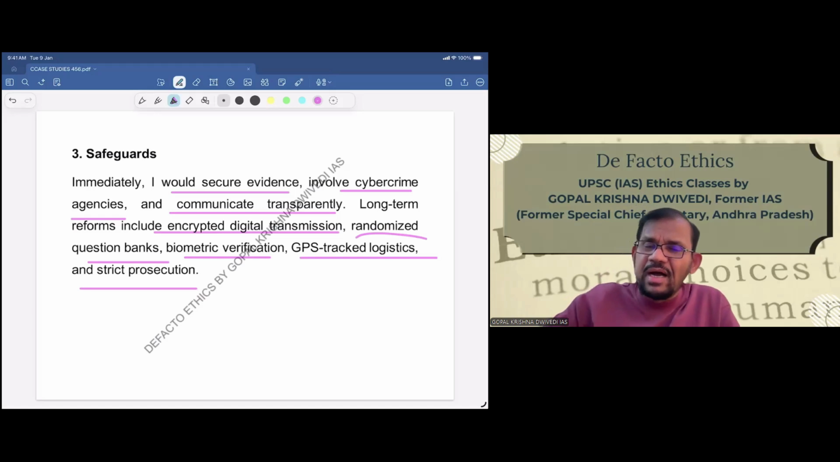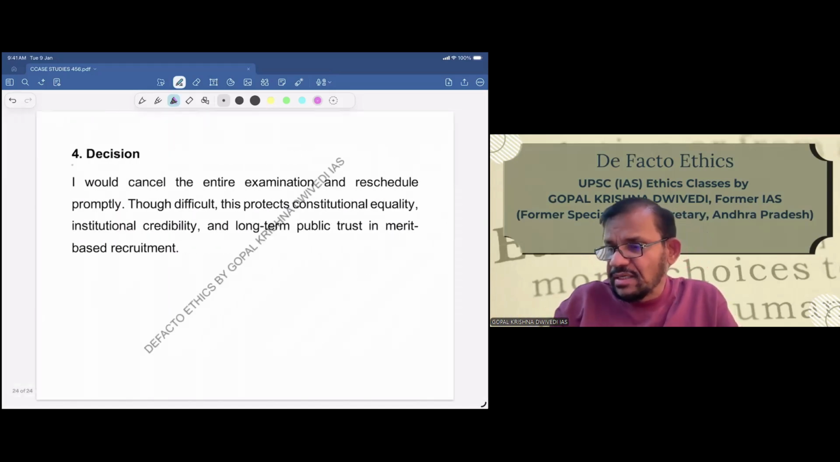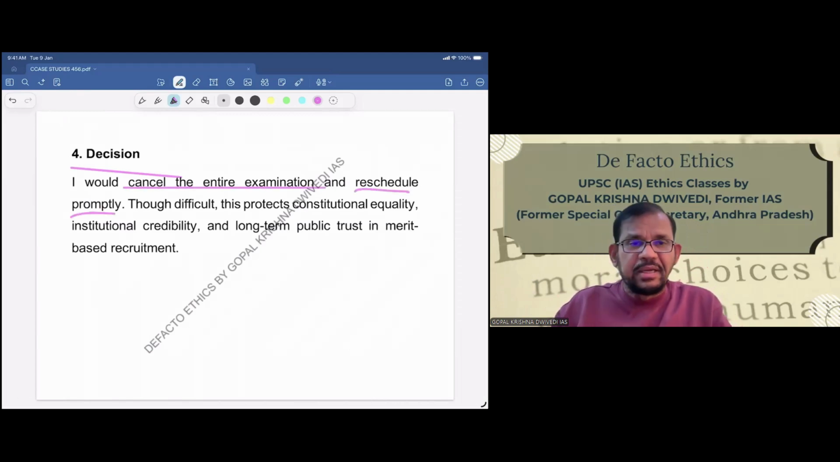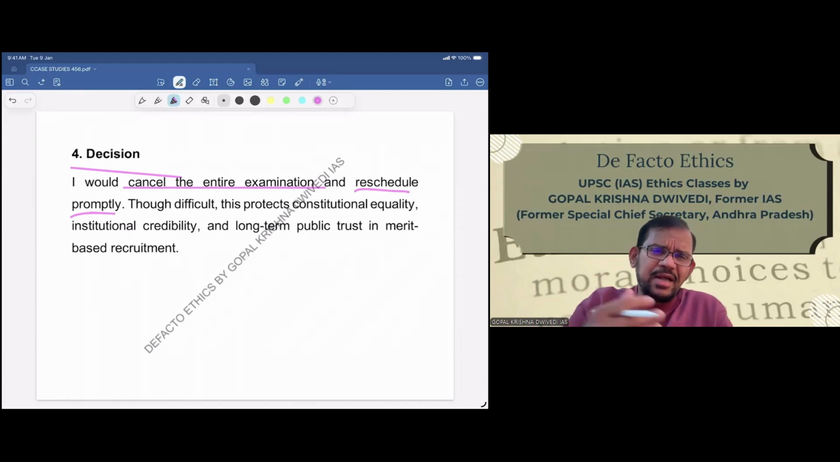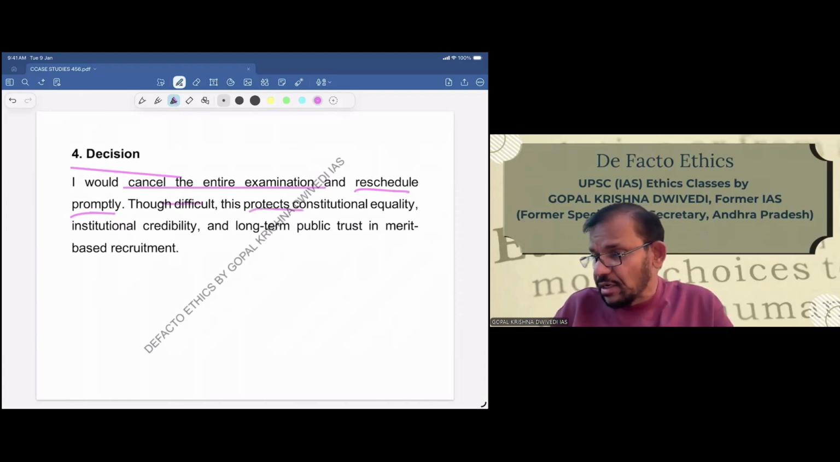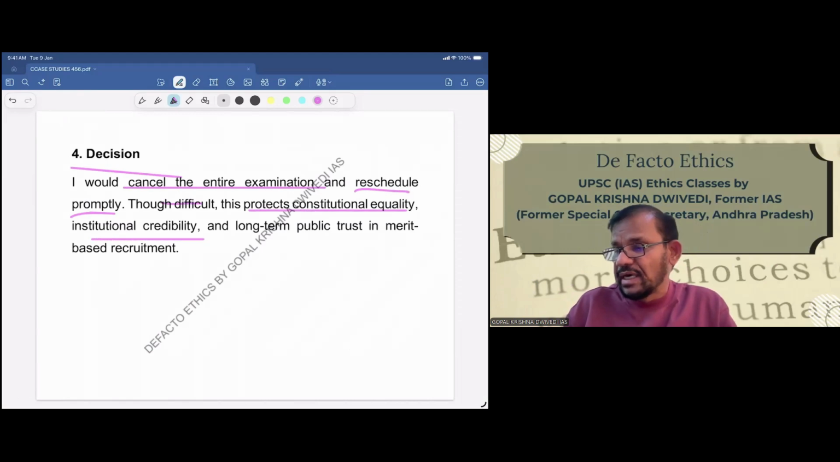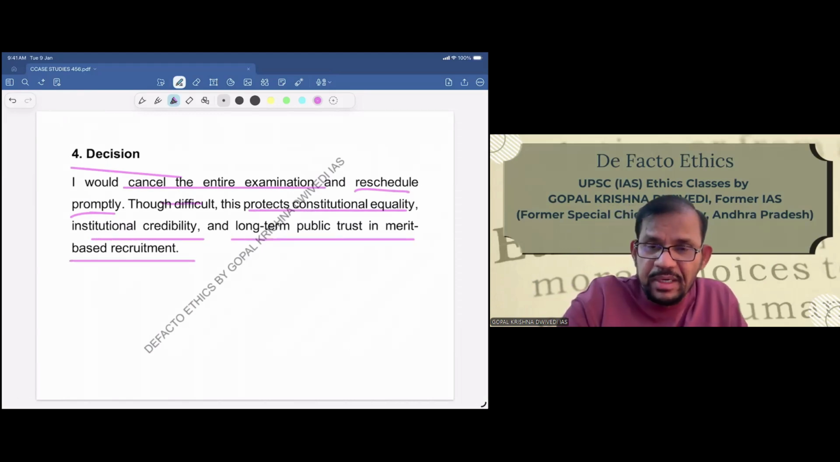So what will be the final decision or conclusion of this case? I would cancel the entire examination and reschedule promptly, because we cannot wait indefinitely; the earliest possible schedule has to be put. Though difficult, it protects constitutional equality, institutional credibility, and long-term public trust in merit-based recruitment.